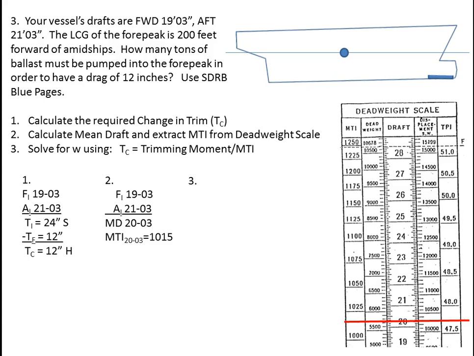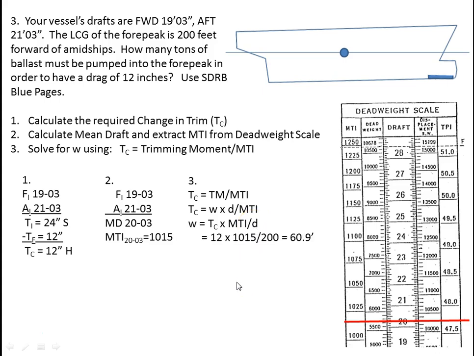So step 3, solve for W. It turns out that this formula here, trimming moment, I could abbreviate trim change equals trimming moment divided by MTI, but this trimming moment has 2 terms in it. Any kind of moment is a weight times a distance. So the moment to trim is going to be a weight times a distance. Well, we know the distance, it's 200 feet. It's the weight that we don't know. We know what the trim change is going to be. We got to change it by 12 inches. We know what MTI is. It's 1015. We have to solve this equation for W. When we rearrange that, W is going to equal trim change times MTI divided by distance.